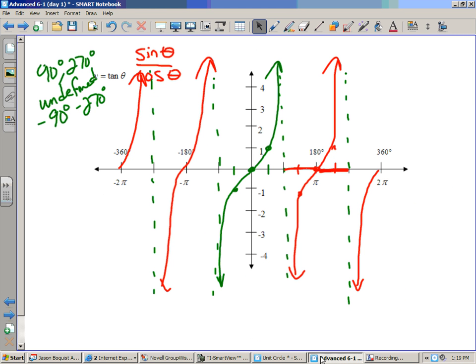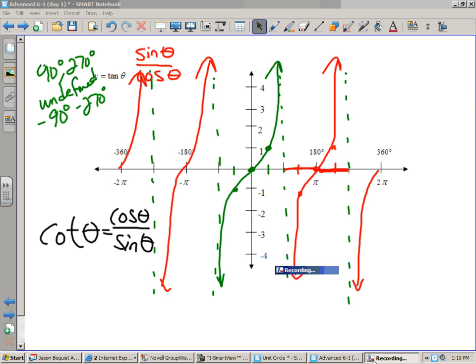Now, tangent is sine over cosine. Cotangent is the reciprocal of that. Agreed? So cotangent, the one you're going to try right now, is cosine over sine. And take some time right now and do that. Perhaps 5 minutes or so here. We'll let you try that, and we'll go from there.